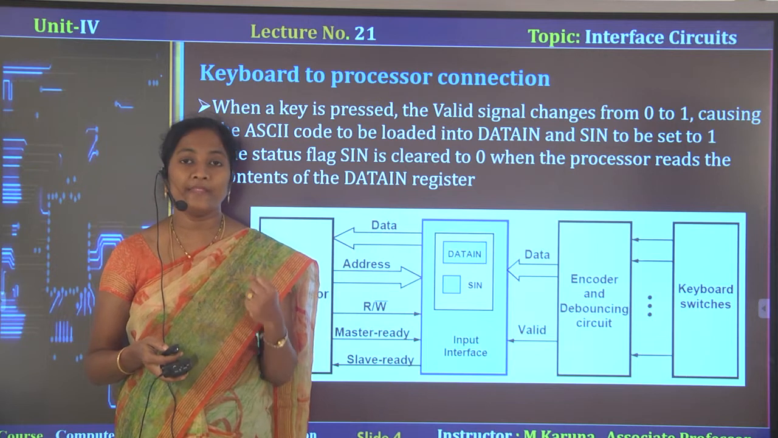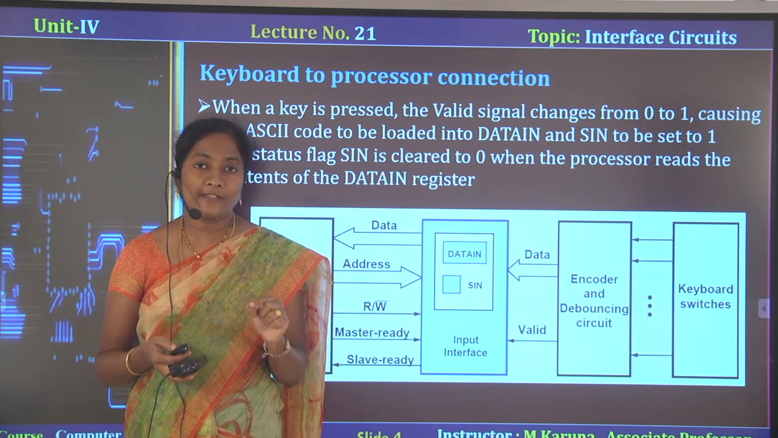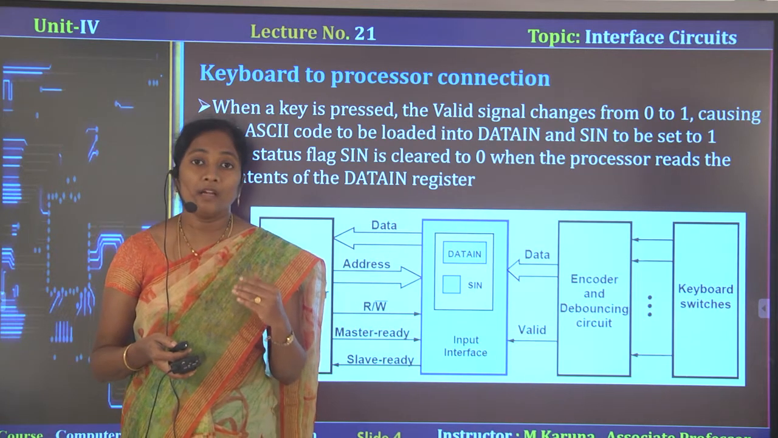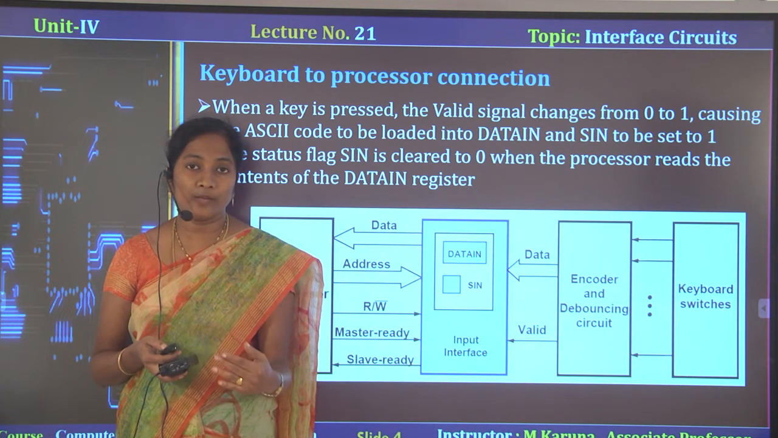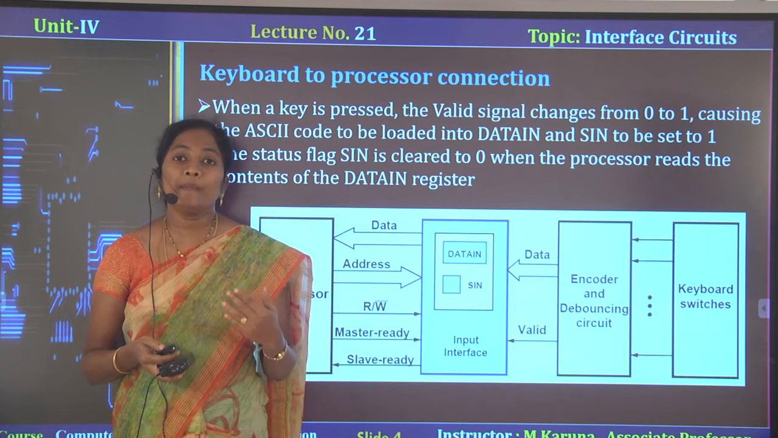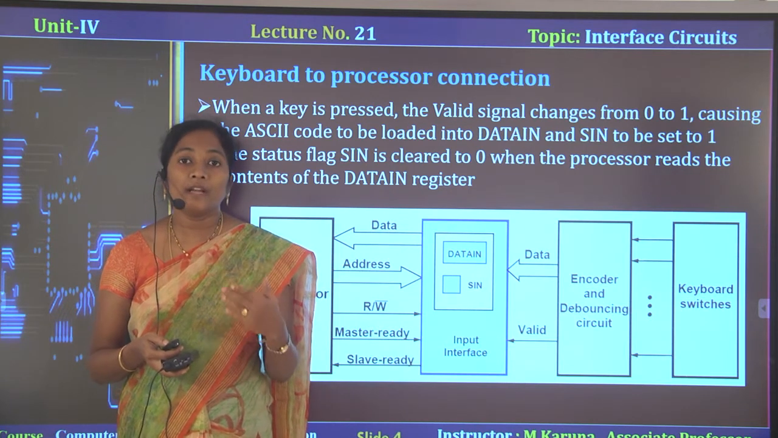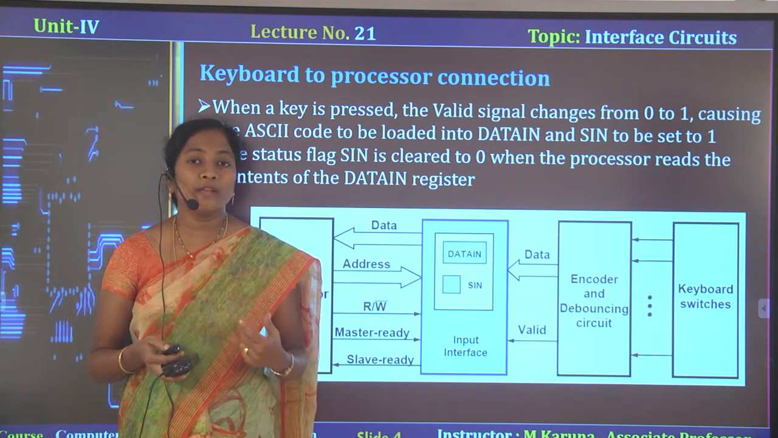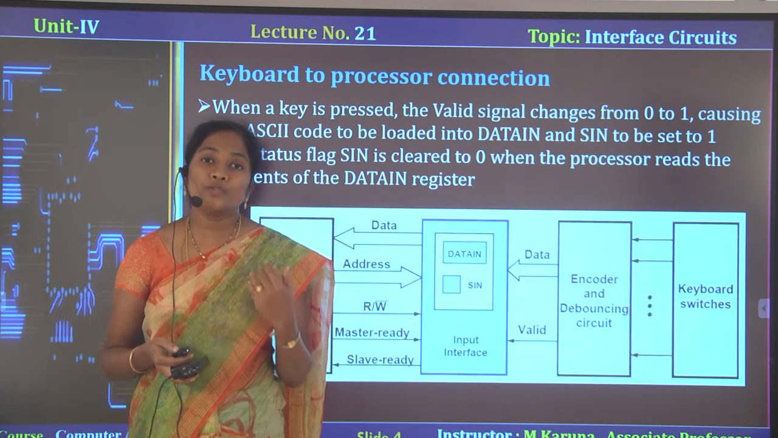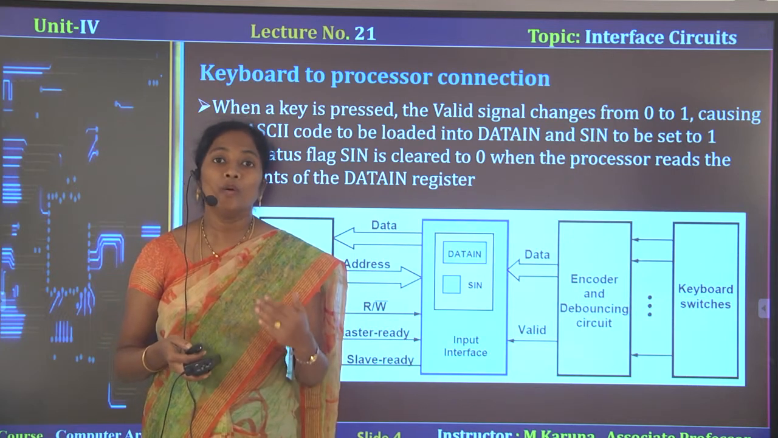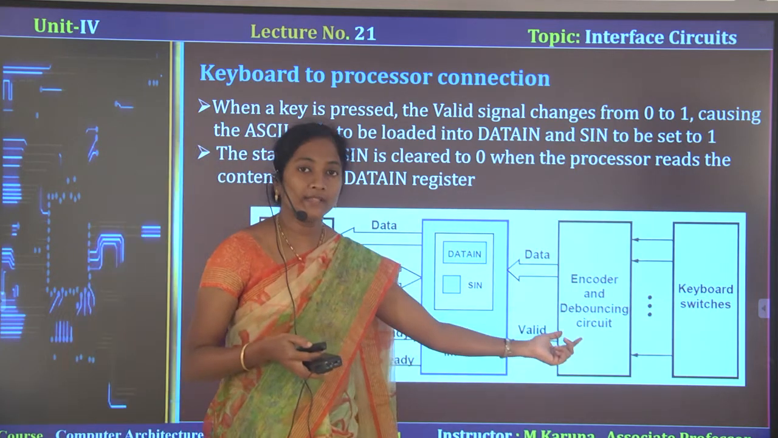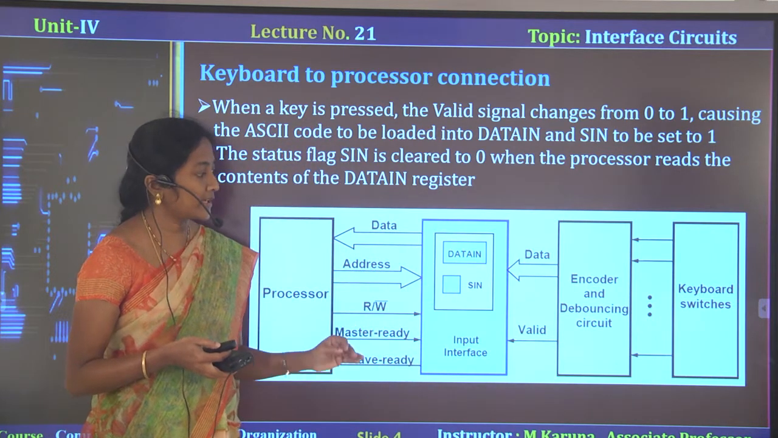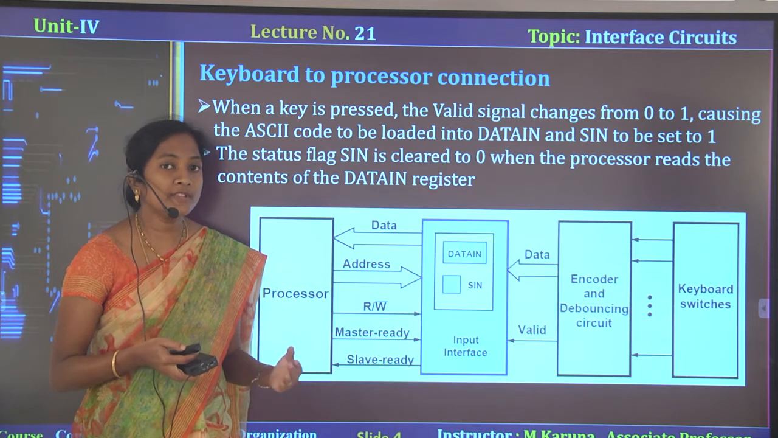Key bouncing means that whenever you press or release the key frequently, sometimes the key may not be displayed on the display device, or the key may be displayed continuously on the display device. So that is known as key bouncing. To avoid key bouncing, we use a debouncing circuit. That is the operation of the debouncing circuit. It is used to avoid bouncing of the key.